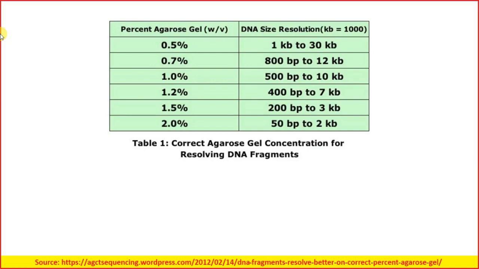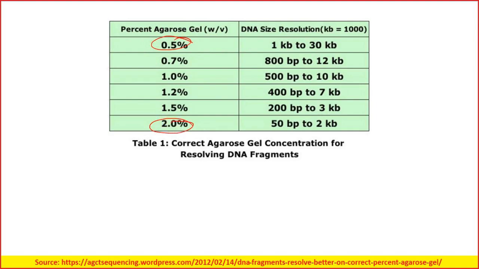So with this we will start agarose gel electrophoresis. In agarose gel electrophoresis, as I said, you can make a gel. However, in this case, the agarose gel percentage varies from 0.5 to 2%.